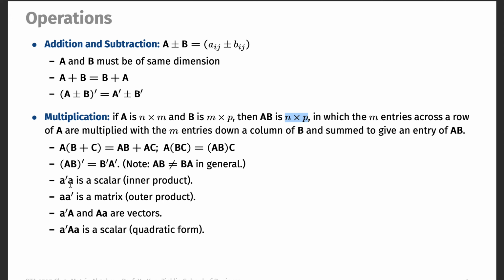A transpose A is a scalar. A A transpose is a matrix, so we call this an inner product and we call this an outer product. A transpose is a row vector, A is a column vector, and A transpose A is a scalar. We call it a quadratic form because we have A here and we have another A here. Let's look at some examples.